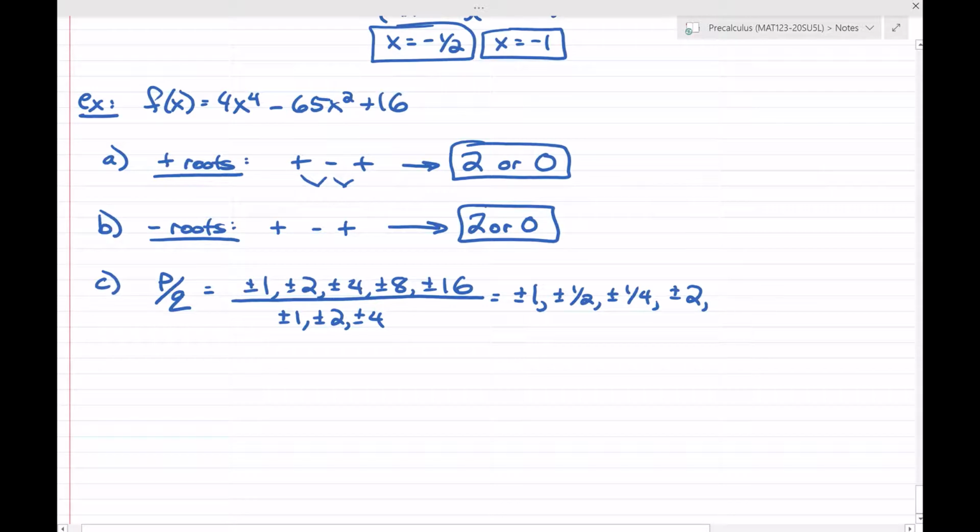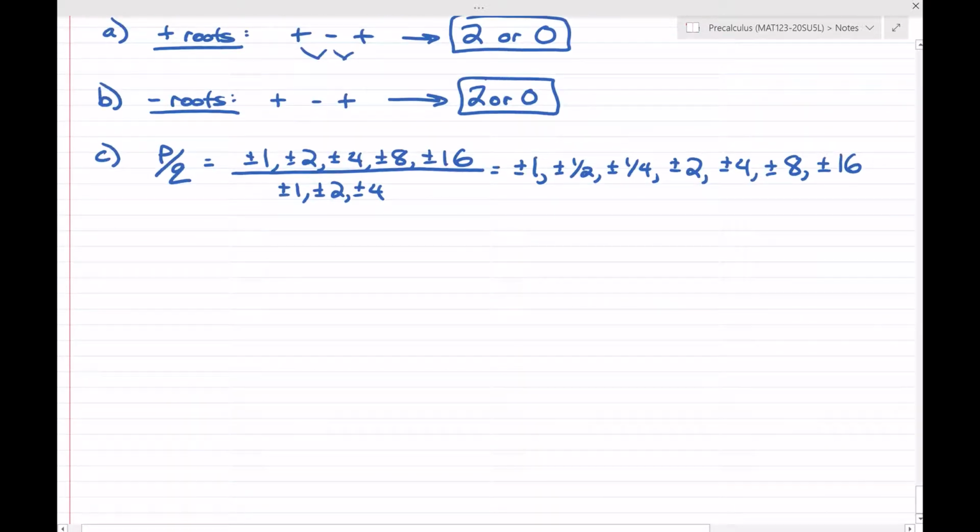So I'm not going to write the duplicates. So I wrote 2 over everything. Now I'm going to write 4 over everything. 4 over 1, 4 over 2, and 4 over 4. 8 over 1, 8 over 2, 8 over 4. So you can see there are some duplicates. And then 16 over 1, 16 over 2, and 16 over 4. So those are all of our possible rational roots. Let's see which ones work.